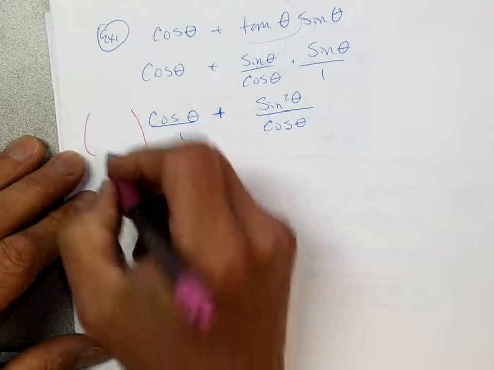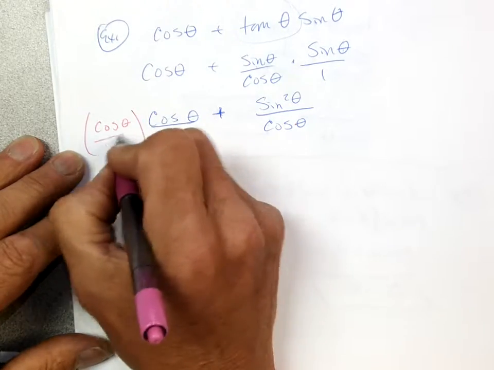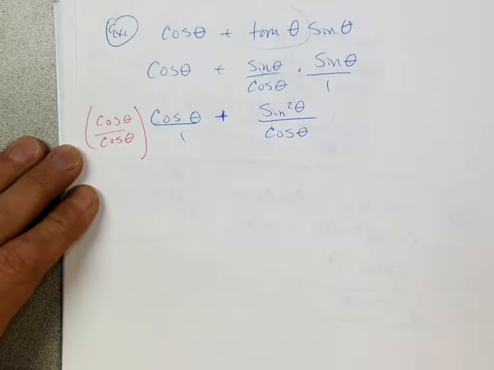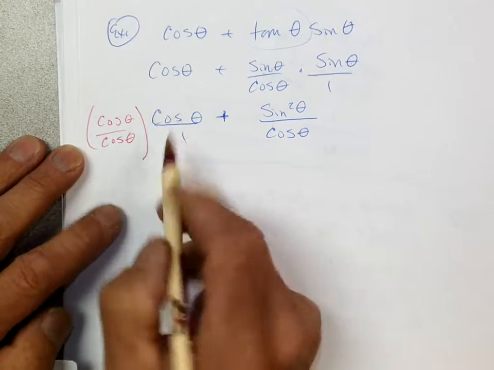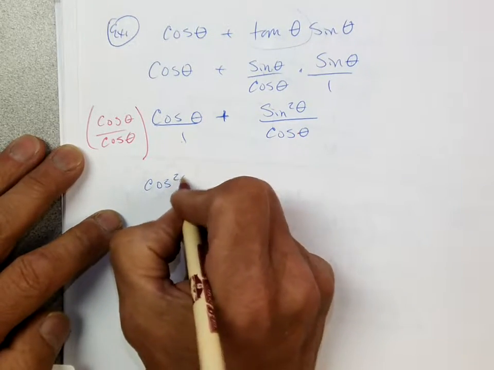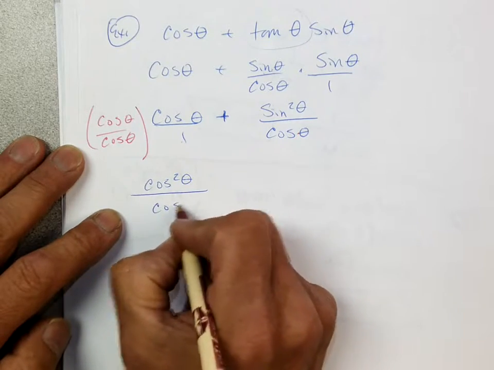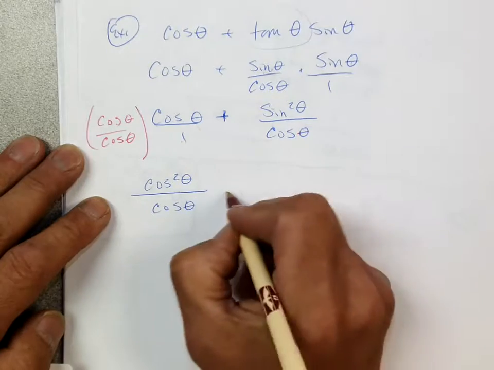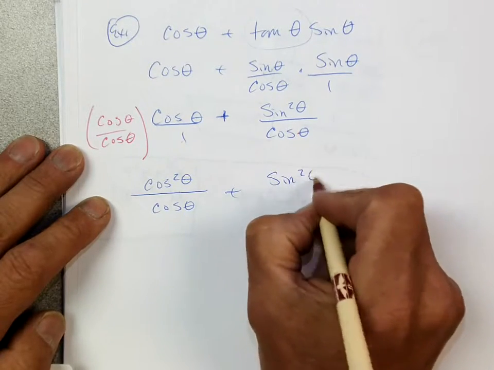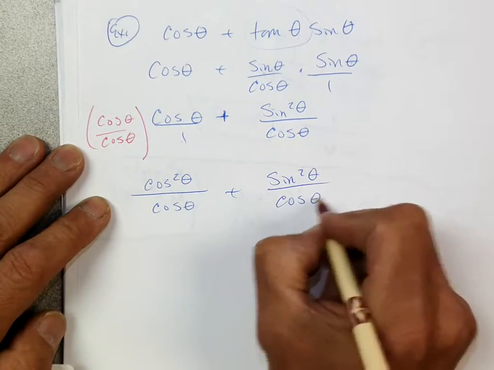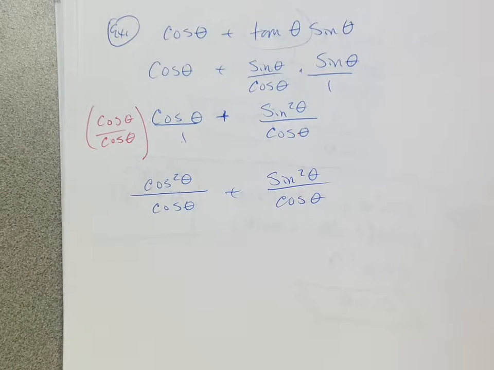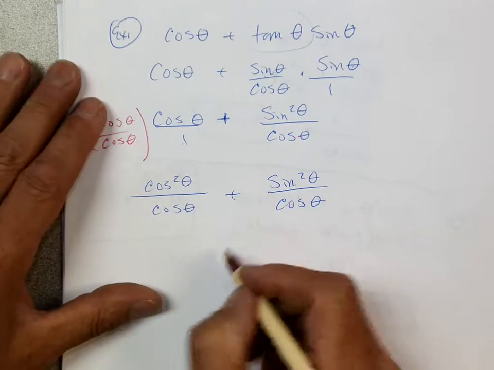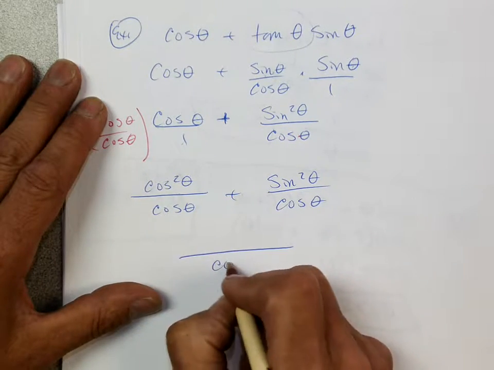Need them both to have a cosine, so cosine theta over cosine theta. Okay, let's see what that does for me. When I get my common denominator, I will have cosine squared theta over cosine theta, that's cosine times cosine, plus sine squared theta over cosine theta. Now I recognize that I have fractions with a common denominator, so I can add them. My common denominator between the two is cosine of theta.